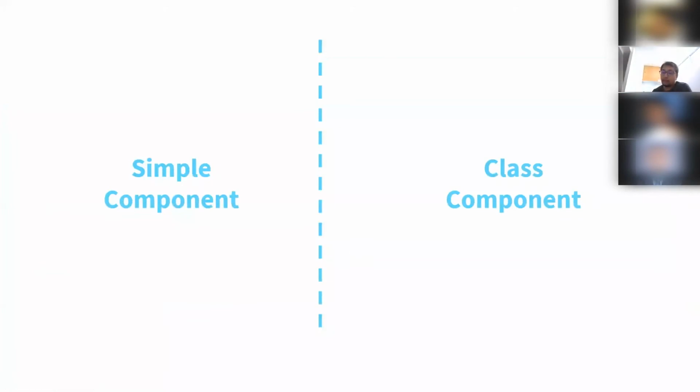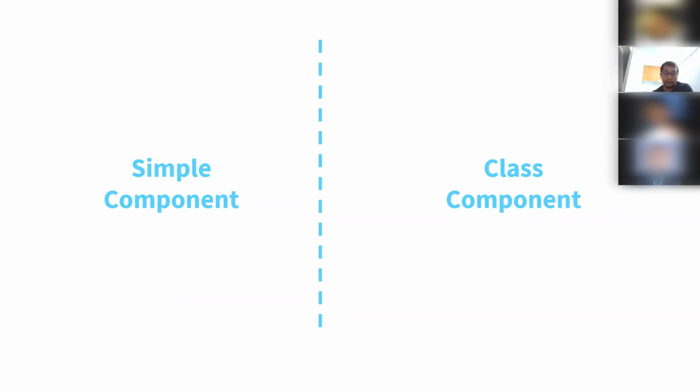In the component thing, we have two kinds of components. One is a simple component, the other one is a class component. A simple component is where we use a simple JavaScript function to create a component. On the other hand, the class component is a little bit new because it comes with the newer version of JavaScript. So we use a class to create a component. Let's see how we are going to do this.